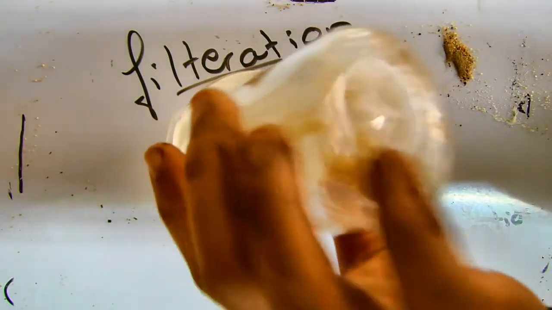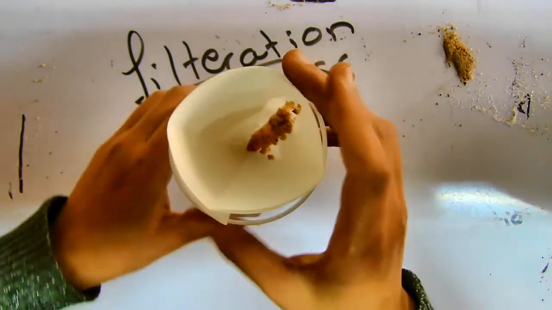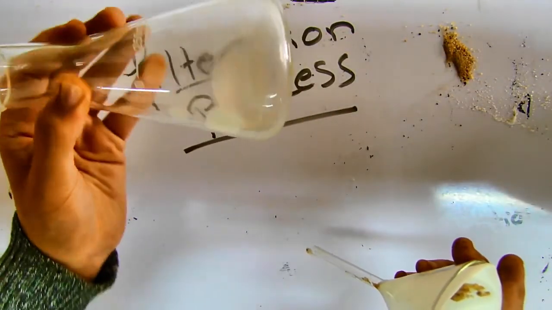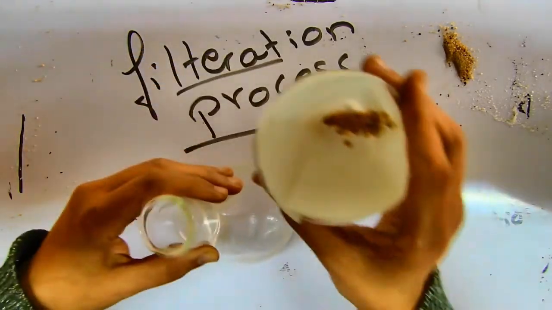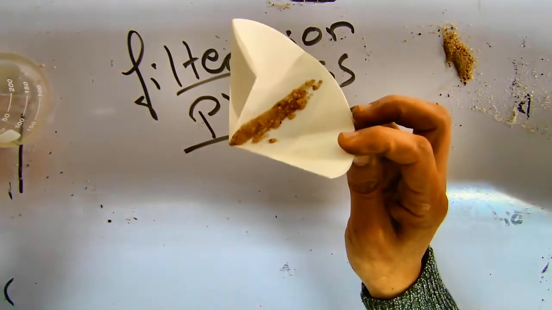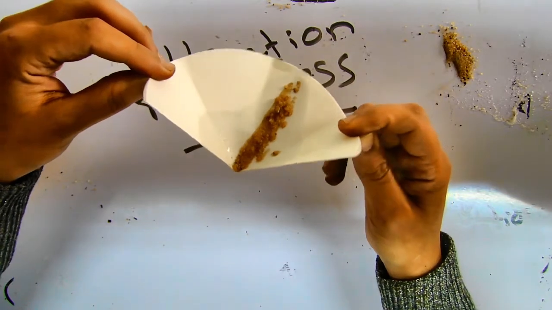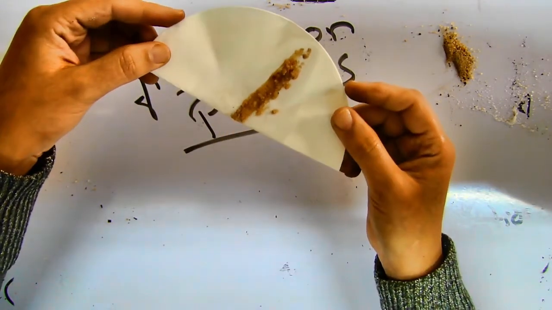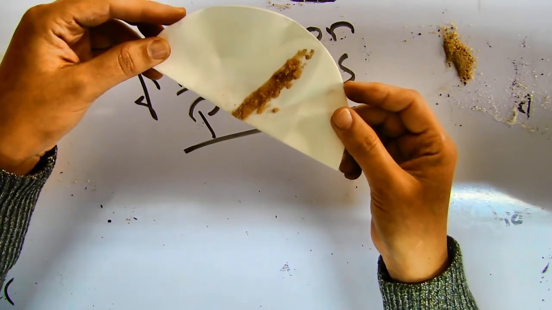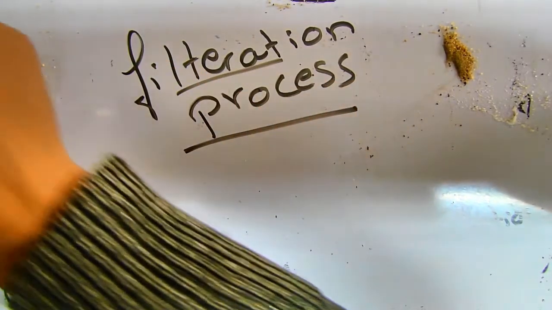What happened? Here the water dropped down from the filter paper, and the filter paper kept the sand inside. That means the filtration process. This is how to separate sand from water by using the filtration process, by using the filter paper. The second way for separation.